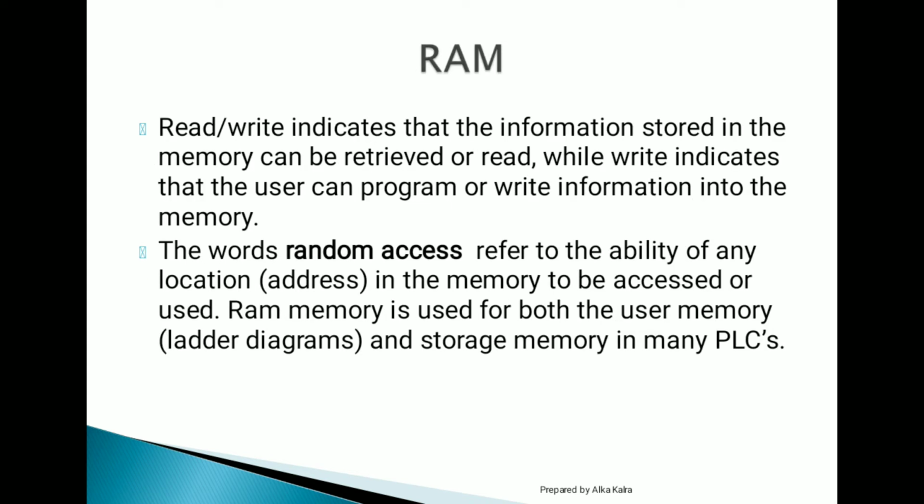RAM is a read and write memory and a volatile memory, but for writing the user program we need RAM so that the user can program or write information into the memory. But the disadvantage of RAM is that data can be lost. So with RAM, EEPROM is also used in PLCs so that the data can be maintained. Random access memory means it can be accessed by the user anytime from anywhere. It is not a sequential memory; it can be accessed randomly.